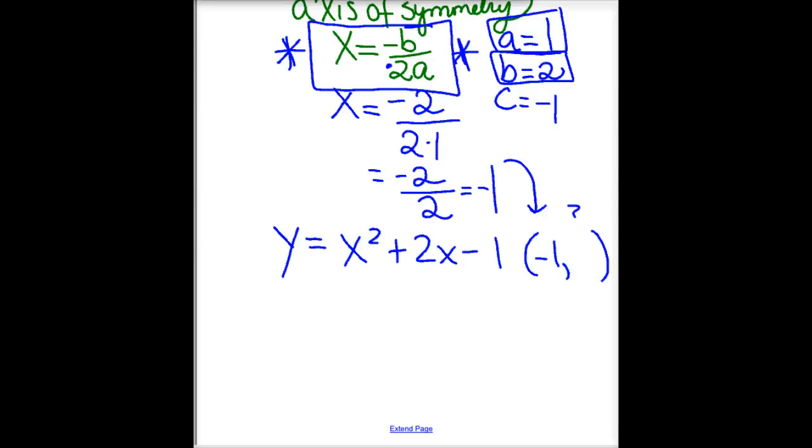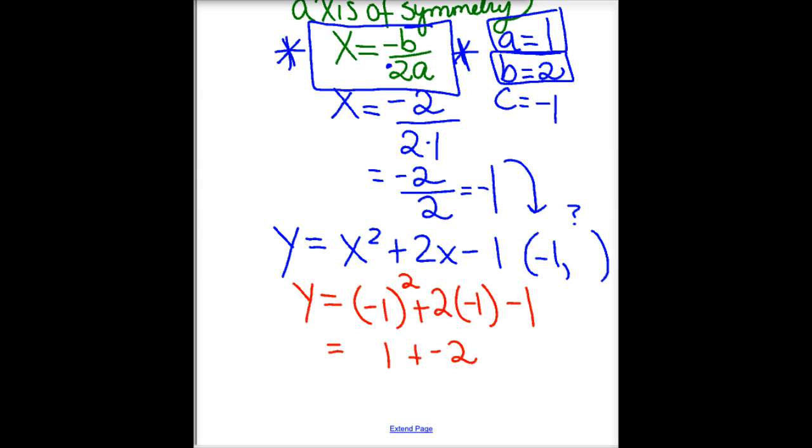I need to know what is this y coordinate, and here's the kicker. You plug the x value into the equation. So you say y is equal to the x's squared plus twice the x minus 1. And everywhere you wrote that empty slot, you put in a negative 1. And then you have to go do some arithmetic or use a calculator. Negative 1 times negative 1 is 1. 2 times negative 1 is negative 2. So when I go clean this up, I've got 1, down 2 to negative 1, down 1 more to negative 2. And that's where my vertex sits.